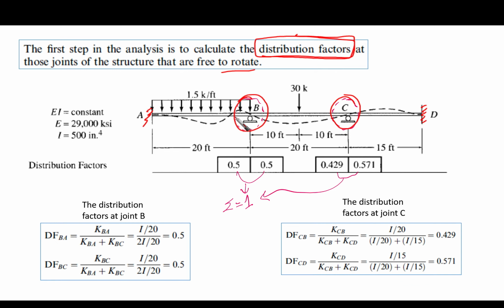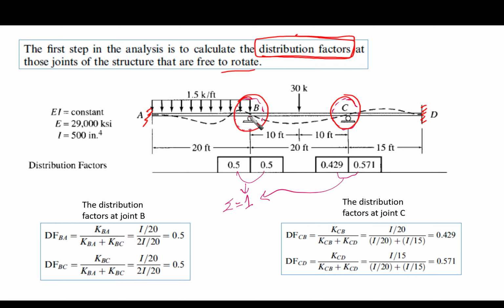As long as there are joints that are free to rotate, a distribution factor is going to be developed. What is the meaning of distribution factor? It is the ratio between the relative bending stiffness of the member we are considering, with respect to all bending stiffnesses of all the spans framing into the same joint. So we need to calculate it first.